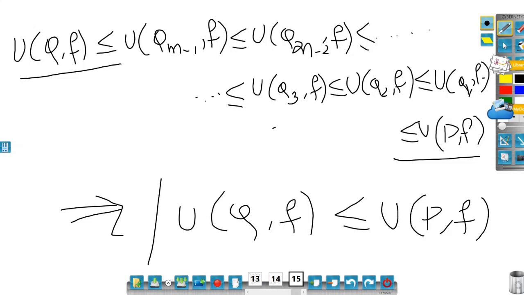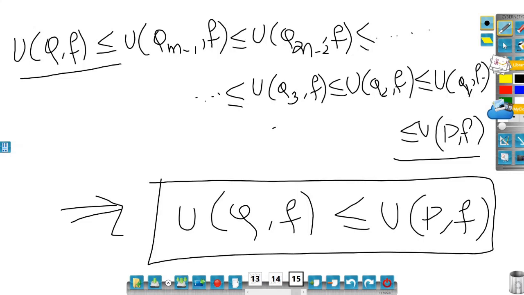So U(Q, f) is less than or equal to U(P, f). This completes the proof that refining a partition decreases the upper sum, because upper sum का partition किया तो refinement वाला part decrease होता है upper sum में. So hence I said refining a partition decreases the upper sum, because upper sum is a number, upper sum decrease होता है. On similar lines we will be proving the result that refining a partition increases the lower sum. Lower sum, the case changes. So that result we will prove in an upcoming lecture. Thank you.